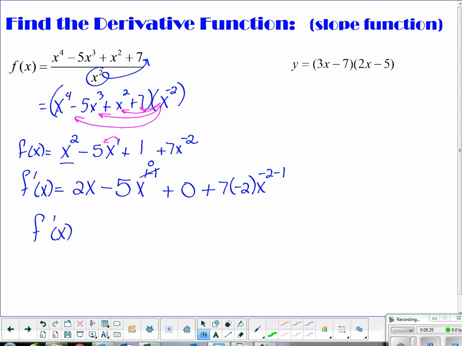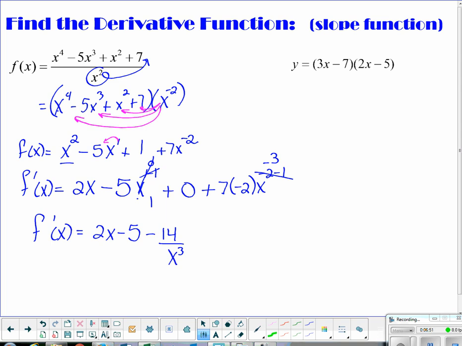Let's clean this up. I have 2x minus 5 because x to the 0 is really just a 1, so I end up with 5 times 1, which is 5. Well, 0, 0, so I don't need that. 7 times 2 would be negative 14. This will make a negative 3, so it's going to be over x cubed.